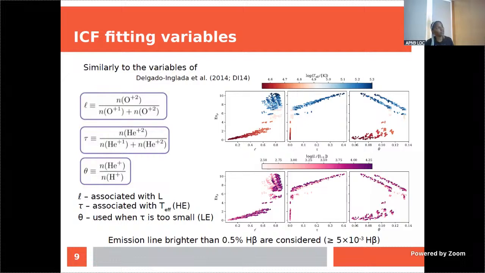Here is the temperature, here the luminosity. And another important thing is that whatever emission line you use for these recipes, it needs to be at least 0.5% of H beta.